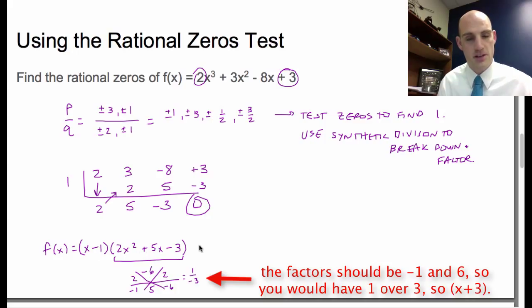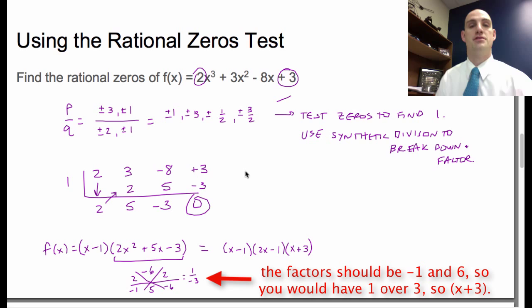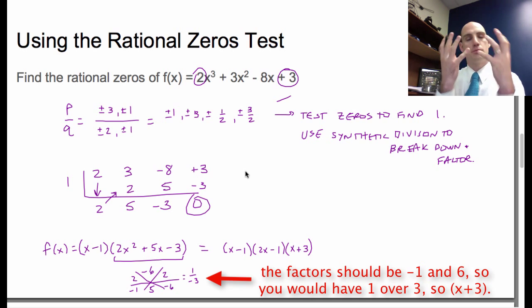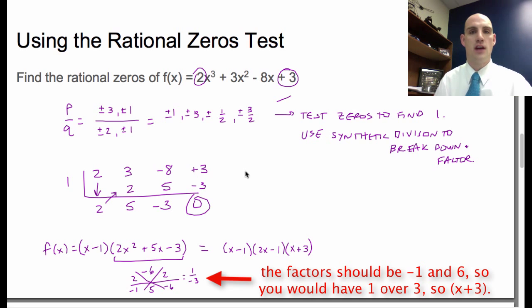So my factorization is x minus 1, 2x minus 1, and x plus 3. So what did I just do? I used my graph, but I allowed myself to know a rational zero from using my equation up here and my rational zeros test. So I just look at my potential zeros, look at my graph, and check it out. Okay? That's how we break these down.